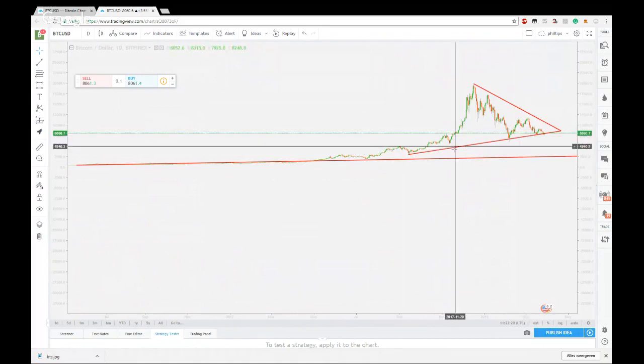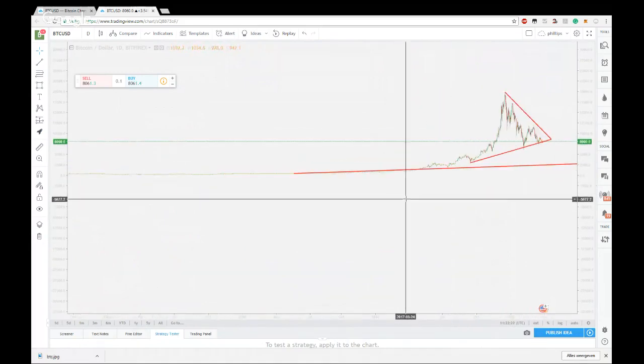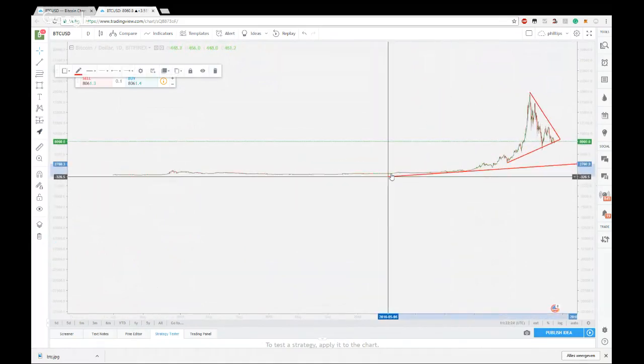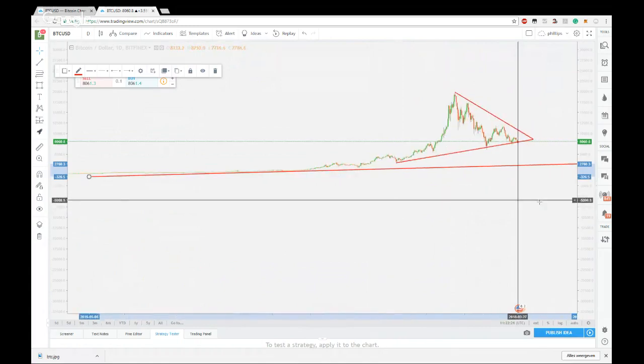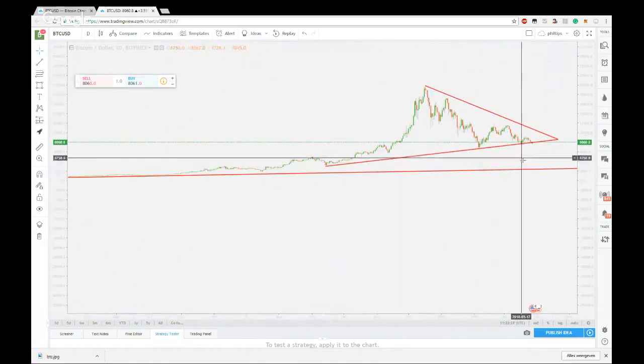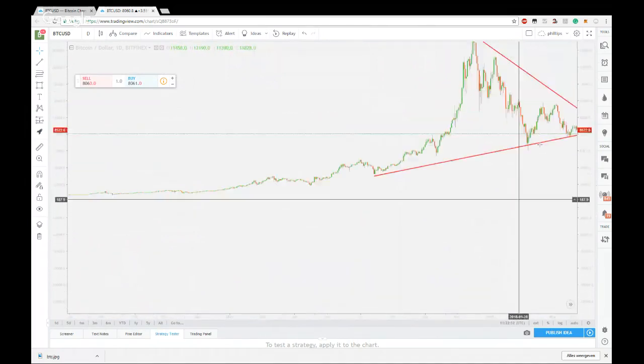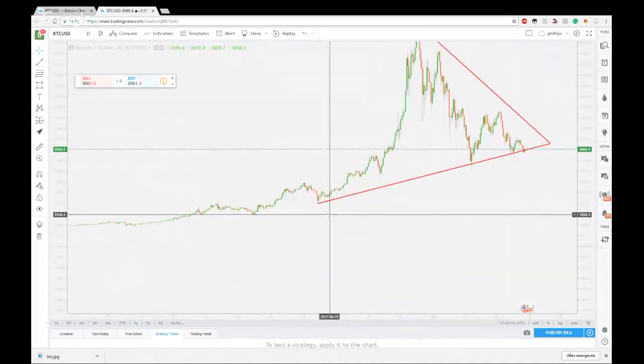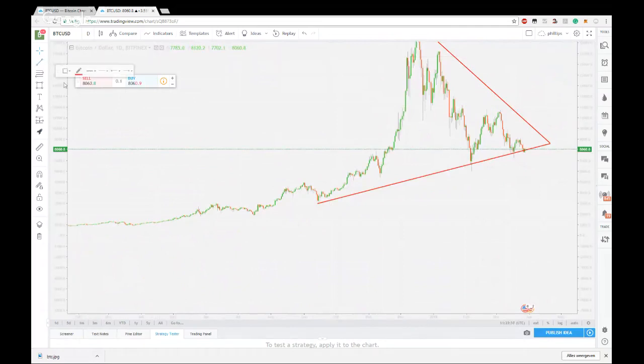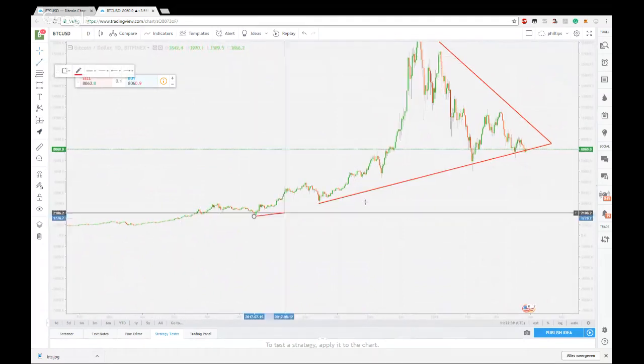So let's say the wedge breaks down. Where would we go? And the answer is pretty simple. If we break down here, what I expect is that we will see a play out of the entire bubble chart that is so famously known amongst basically everyone.